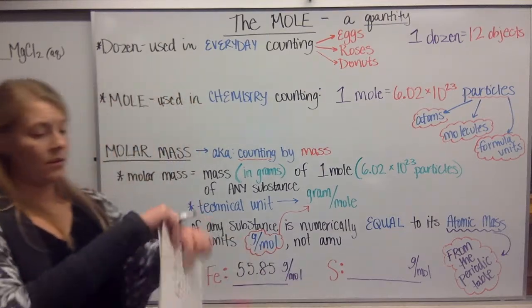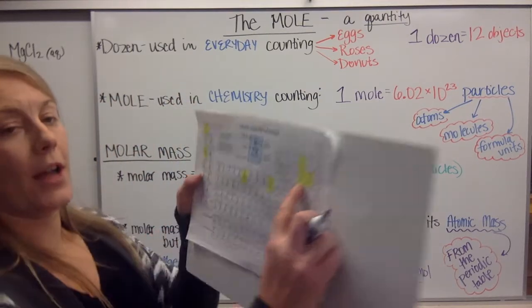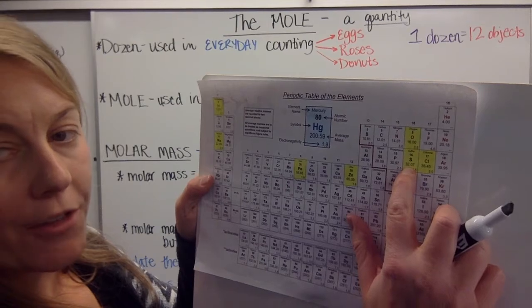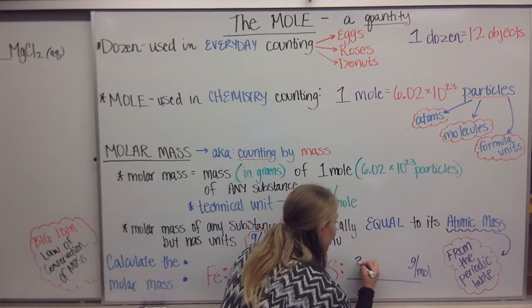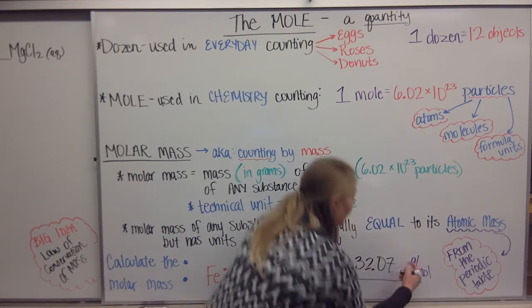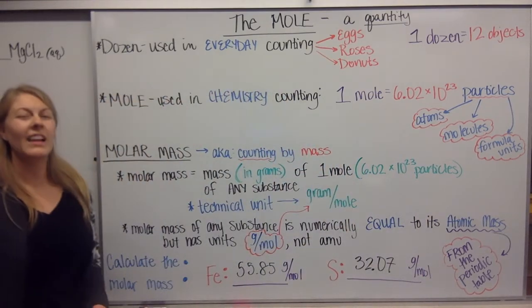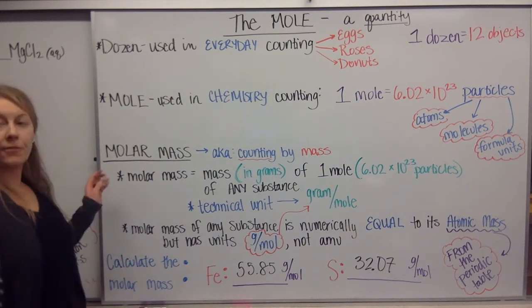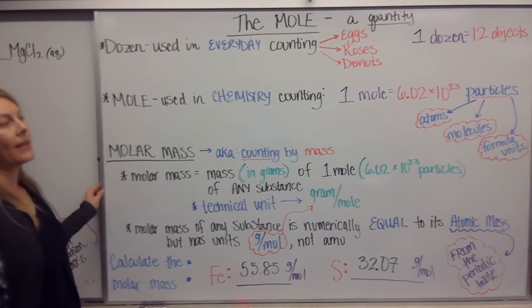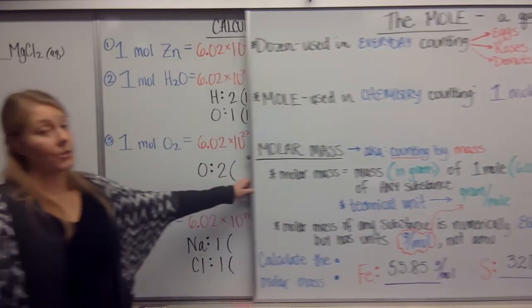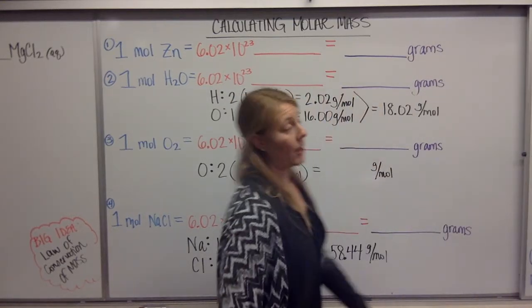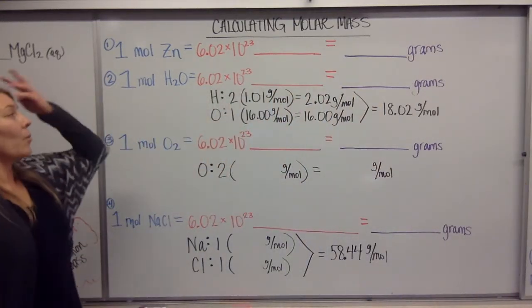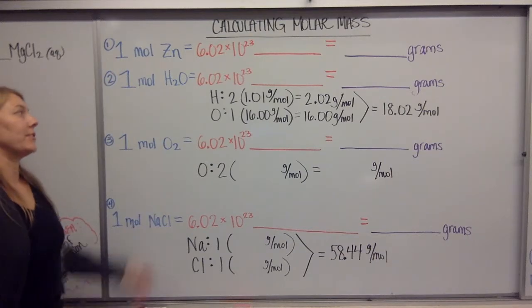For sulfur, we find sulfur on the periodic table. Its atomic mass is 32.07 AMU, so its molar mass is 32.07 grams per mole, right? It's as easy as that, all right, to find the molar mass of an element. It gets only slightly trickier, not much, to find the molar mass of compounds or molecules, all right? So we can calculate the molar mass of several different substances.